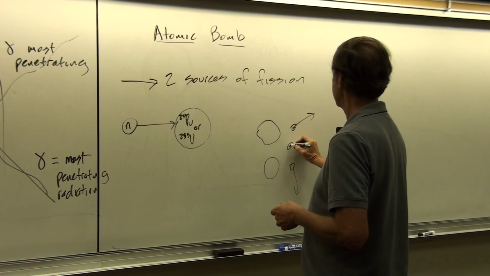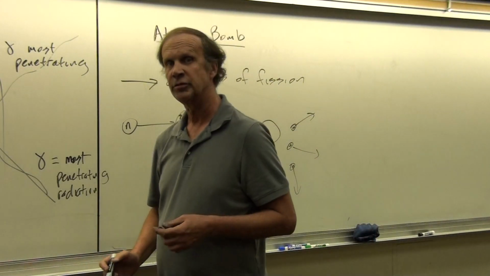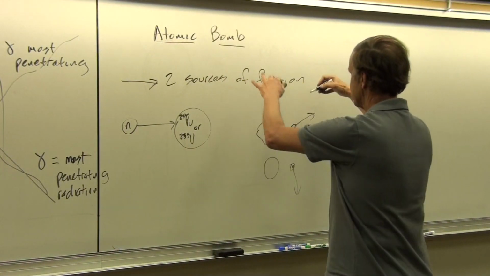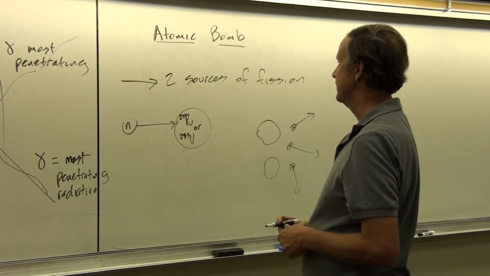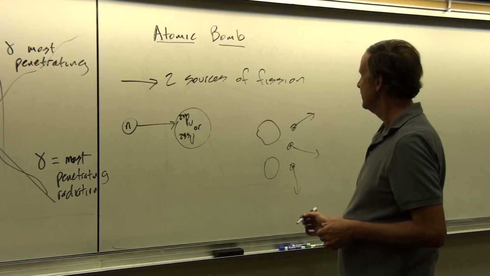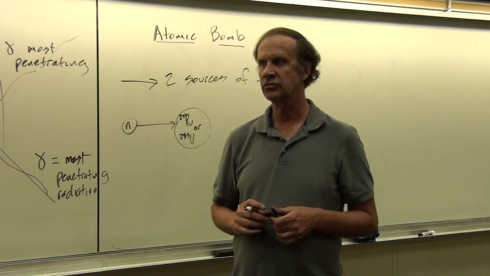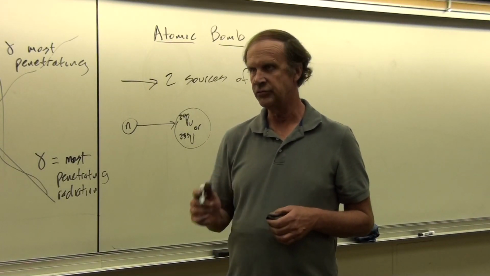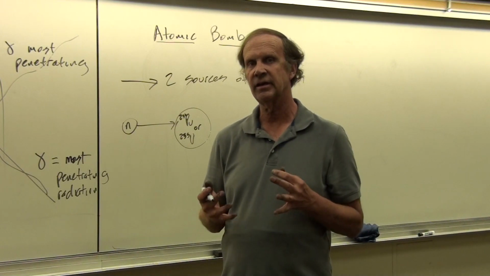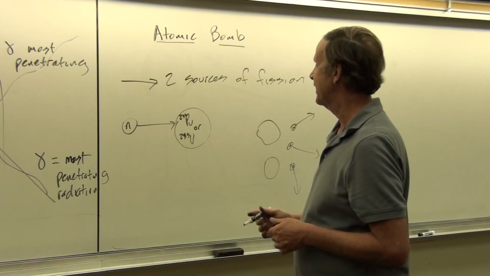And those neutrons can then interact with other plutonium or uranium atoms, and this can create an ever-escalating explosion. Now, if you can control this reaction so that you keep the number of neutrons under control, then you can get a nuclear power plant. And so we'll talk about that in a few minutes.